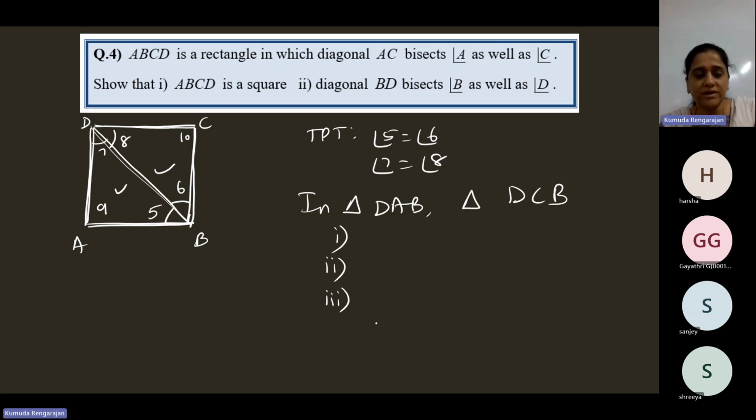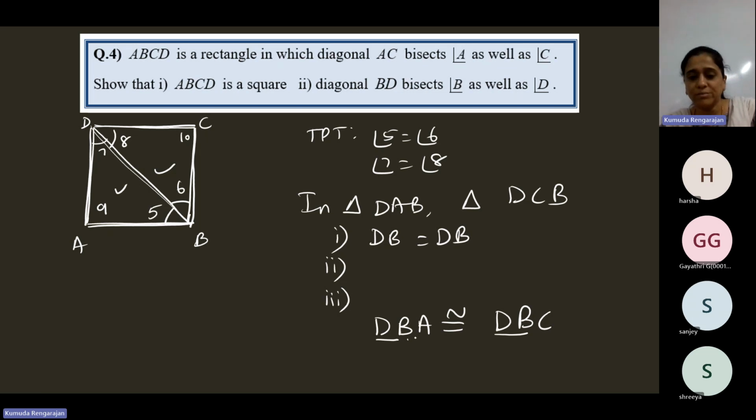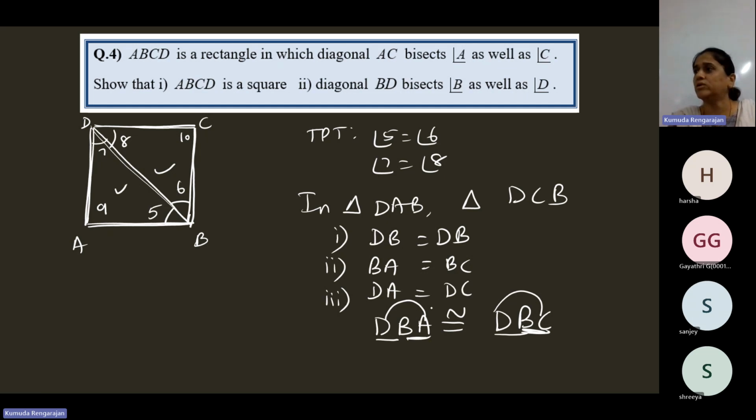So we'll have to prove that triangle DBA is congruent to DBC, correct? From this itself, we can write DB is equal to DB, common side. BA is equal to BC, all sides are equal. Then DA is equal to DC, again all sides are equal. So these two triangles are congruent by the SSS rule. You can just name the triangles in the correct order and write the three things using that.